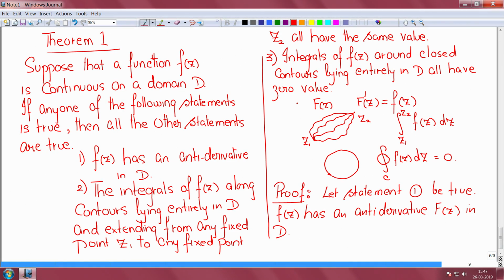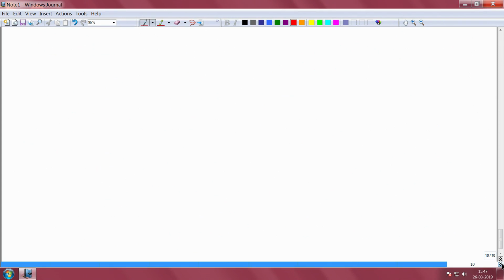Further, we have to integrate around particular contours. So let z of t, parameterized in terms of t, be a simple contour C going from z1 to z2, and t is a real variable extending between a and b.